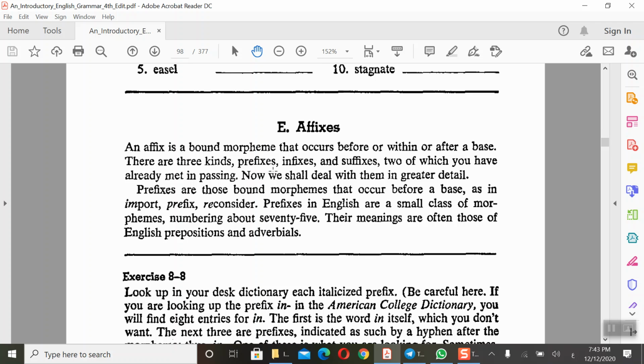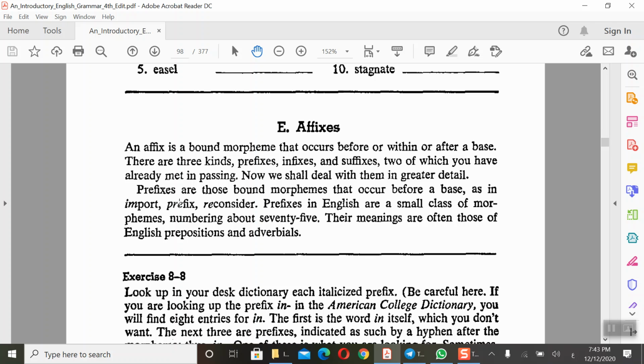If you remember about morpheme, we said that it cannot stand alone unless attached. So an affix is a bound morpheme that occurs before, within, or after a base. Additions, إضافات, that occur before, within, or after a base. There are three kinds: prefixes, infixes, and suffixes, two of which you have already met in passing. Now we shall deal with them in greater detail.